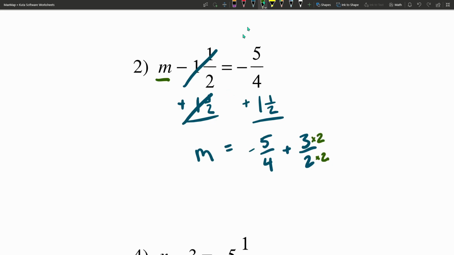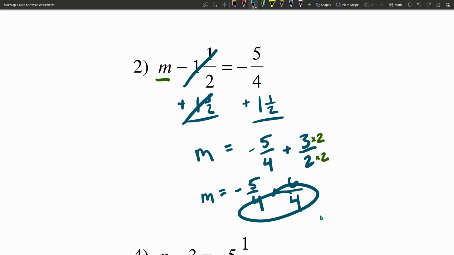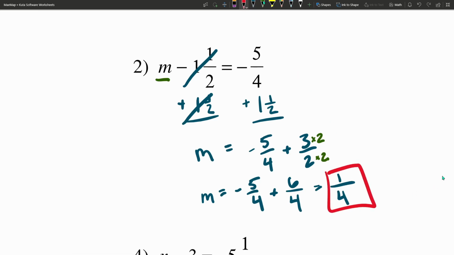So now I'm going to have that m is equal to negative 5/4 plus 3 times 2 is 6 over 2 times 2 is 4. 6/4. There we go. Now I have 4 in both my denominators, and I can just simply add these together. A negative 5 plus a positive 6 is simply going to be 6 minus 5, which is 1, and leave the denominator as is because it's the same. 1/4 is my solution for m.